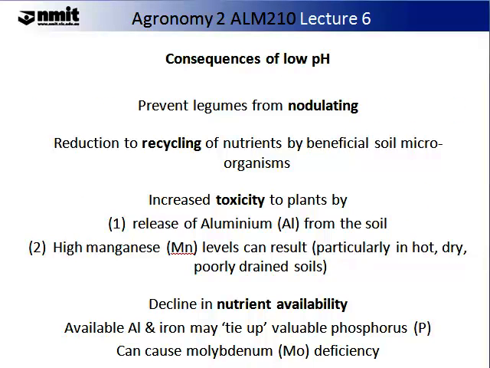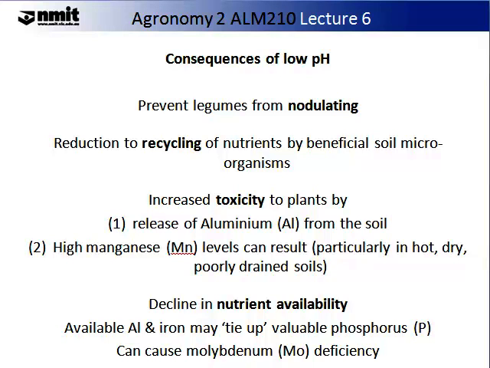So what are the consequences of a soil that has a low pH or that is acidic? Well, there are a number of effects that may be seen. Low pH can prevent legumes from nodulating. This has impacts on nutrient levels in soils, particularly that of nitrogen. Low pH soils can reduce recycling of nutrients by beneficial soil microorganisms.